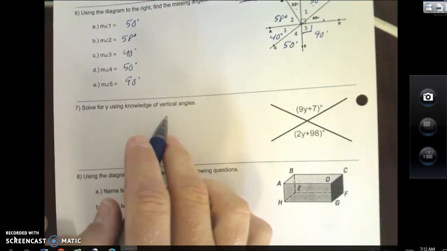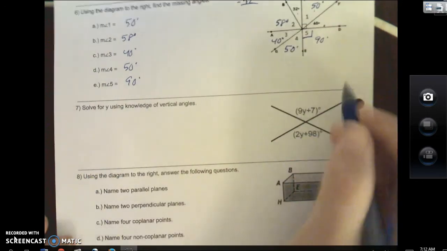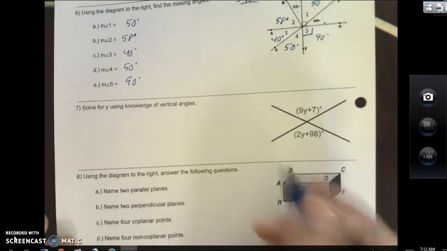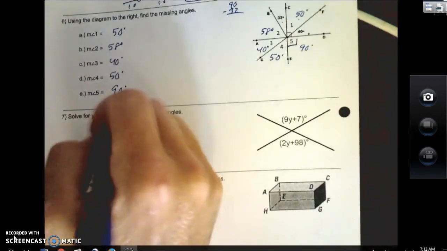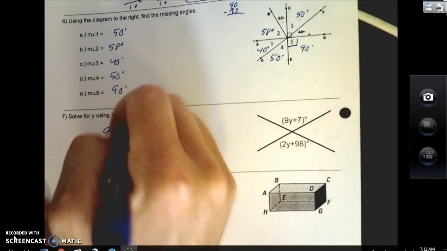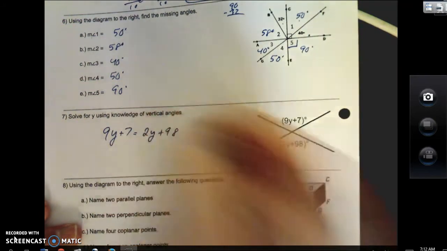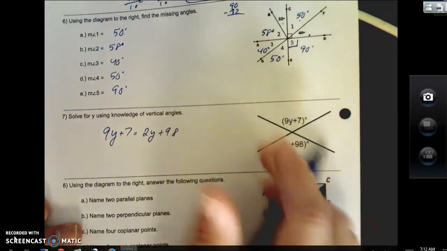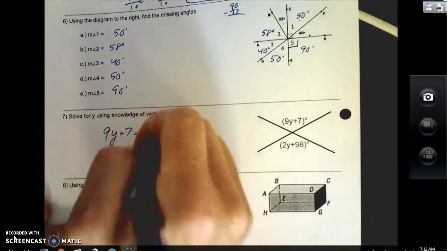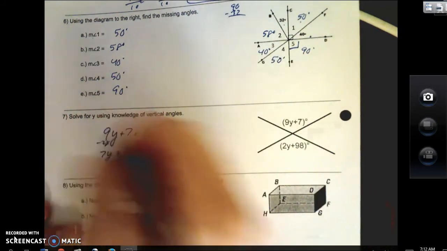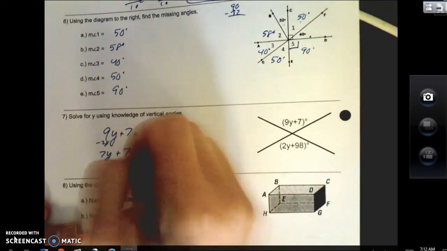Solve for y using knowledge of vertical angles. They are across from each other. Do they look like they're going to be equal? Hopefully they do, because they are. So what I can do here is say 9y plus 7 equals 2y plus 98. Okay. Again, vertical angles are going to be equal. I'm going to subtract 2y from both sides. 7y plus, that's a 2y by the way, 7y plus 7 equals 98.